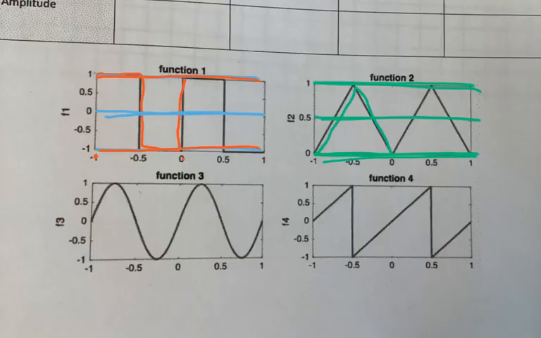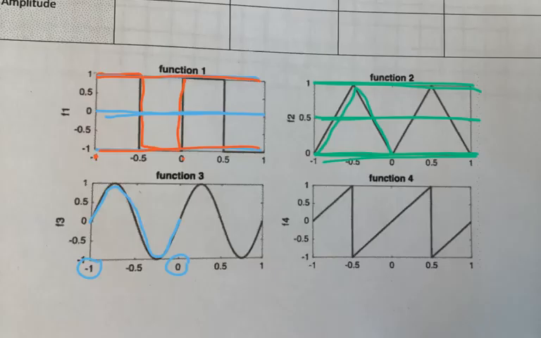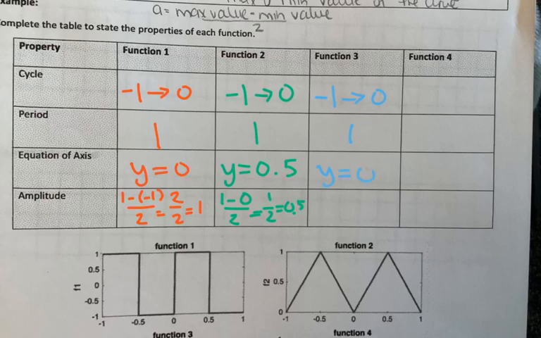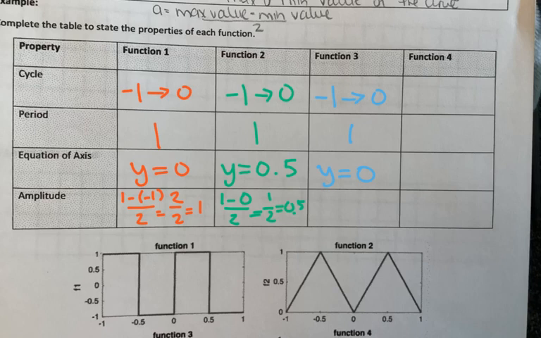All right, for the third one, we start at 0, go up, down, and back to 0. Now we're going to repeat again. So that was from negative 1 to 0. And that is 1 unit. For the equation of the axis, max value 1, min value negative 1. Halfway between is 0. And then the amplitude would be 1 minus negative 1 divided by 2, is 2 over 2, is 1.